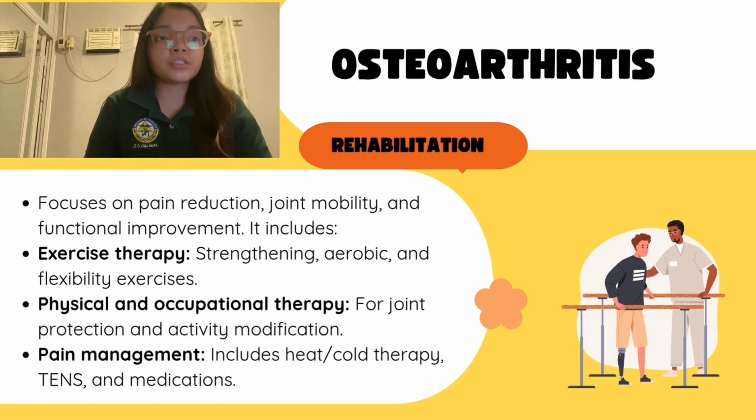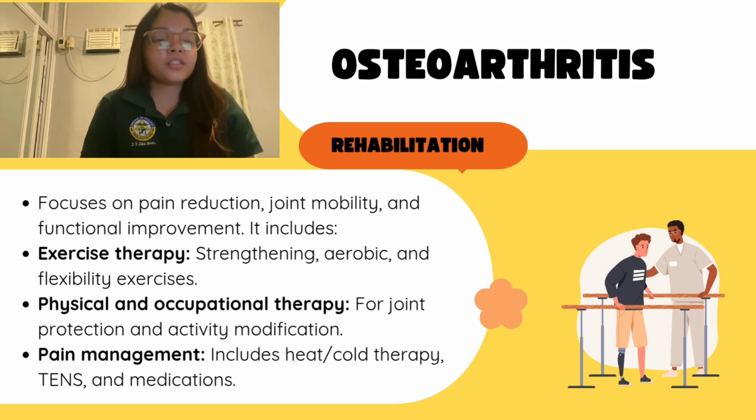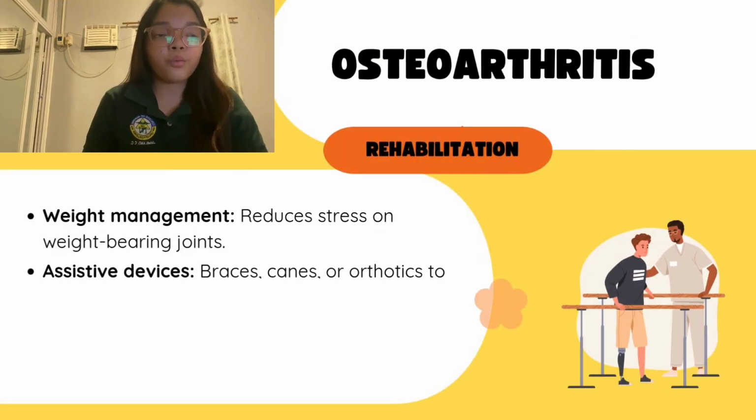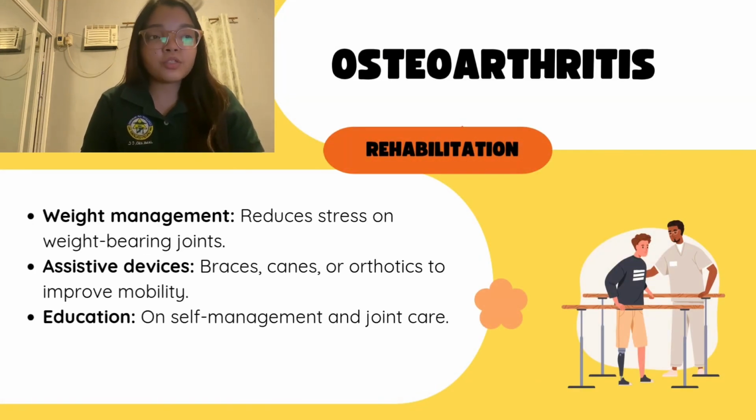It includes exercise therapy, strengthening, aerobic, and flexibility exercise, physical and occupational therapy for joint protection and activity modifications. Pain management includes heat and cold therapy, TENS, and medications. And also, weight management reduces stress on weight-bearing joints, assistive devices, braces, canes, or orthotics to improve mobility, education on self-medication, and joint care.